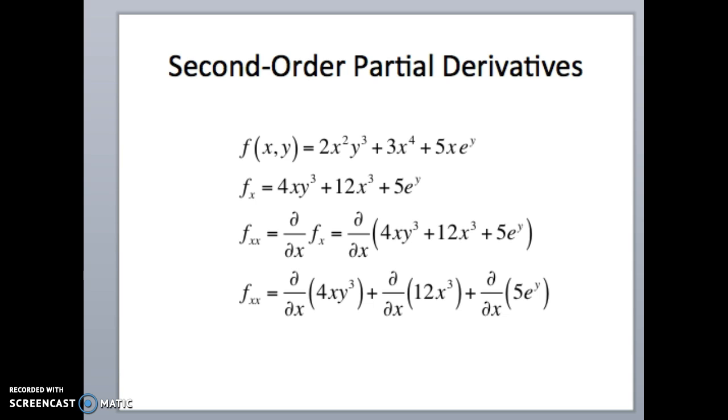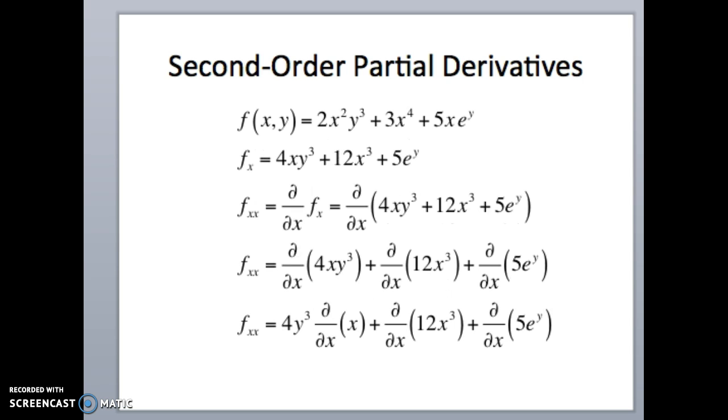Now what is perceived as a constant here? X is our variable of interest. So in this first piece, both 4 and y cubed are perceived as constants. They can come out in front. In my second piece, this is just a function of x. In that case, the partial derivative acts like the regular derivative. And in the third piece, this is just a function of y. And as far as x is concerned, y behaves like a constant. 5 is a constant, and a derivative of a constant is going to be 0.